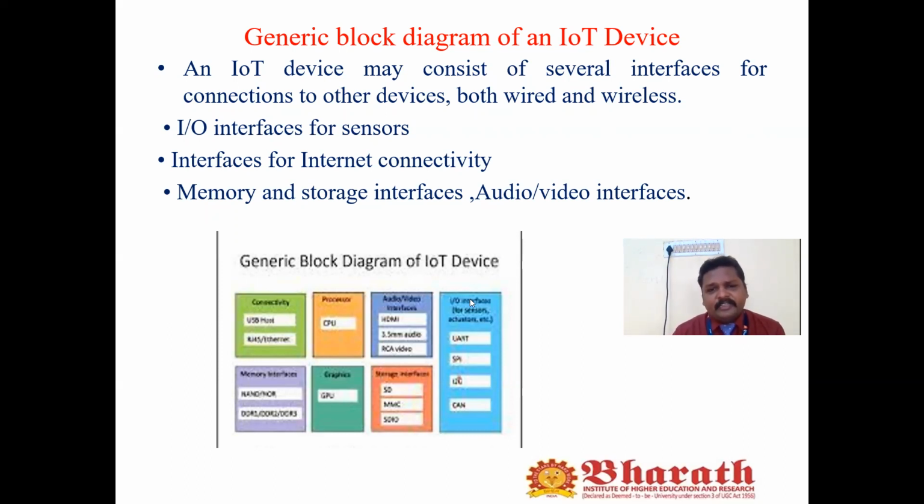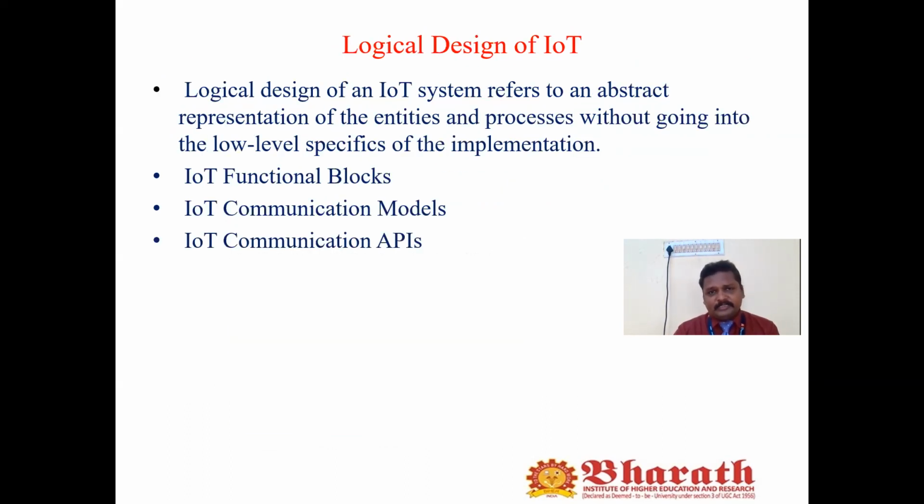Then we have the input output interfaces, to which we can connect our keyboard, or maybe the mouse, or maybe the Ethernet. And the main thing is we can connect the sensor, and also the actuators can be connected. This is the generic block diagram of IoT devices.